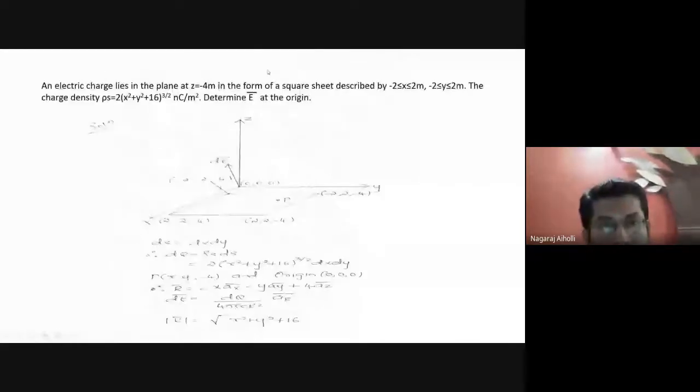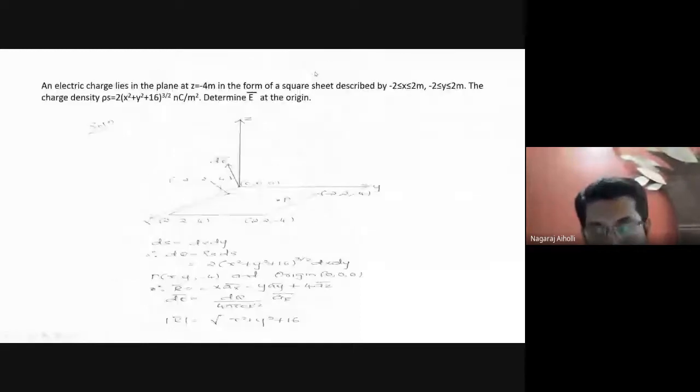That is 2 into (x square plus y square plus 16) raised to 3 by 2. It is in nanocoulomb, so you should not leave out this nanocoulomb. It is very important. If you leave this out, your final answer will be wrong. Right? It is 10 raised to minus 9 dx dy by 4 pi epsilon naught into (x square plus y square plus 16). Then the AR bar vector is R vector divided by its magnitude. It is minus x ax bar minus y ay bar plus 4 az bar, divided by the magnitude, that is square root of x square plus y square plus 16.